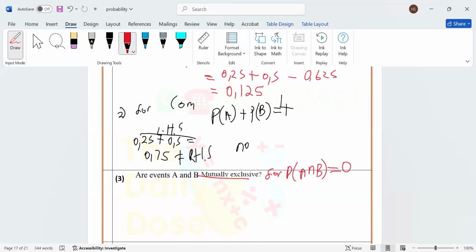What can we get as our "and" here? The probability of A and B is equal to 0.125. Is 0.125 equal to 0? No. So the probability of A and B is not equal to 0. So these two events are not mutually exclusive. They are not mutually exclusive events.